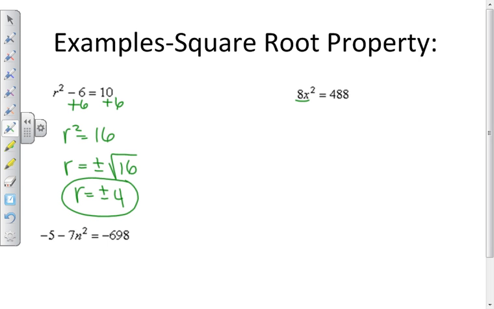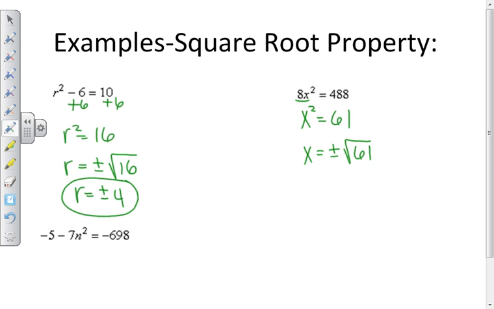Here, I need to divide by 8. So I have x squared is equal to 61. Square root both sides. x is equal to plus or minus the square root of 61.